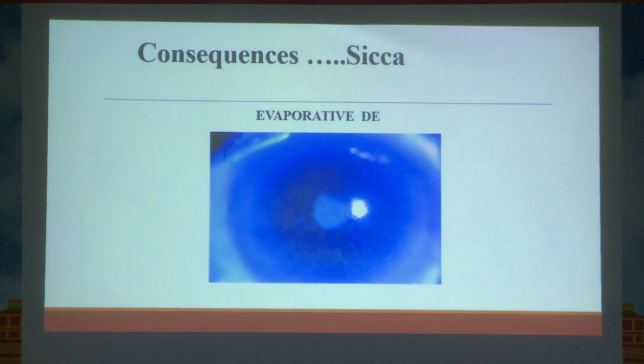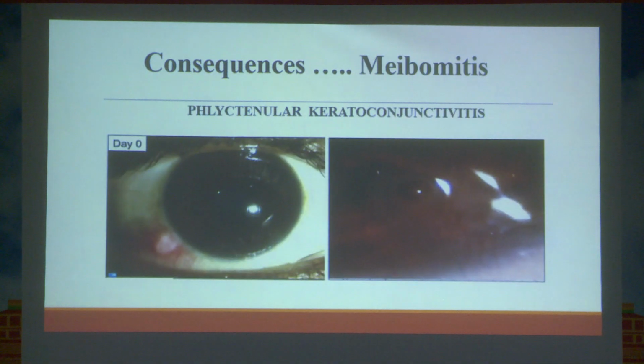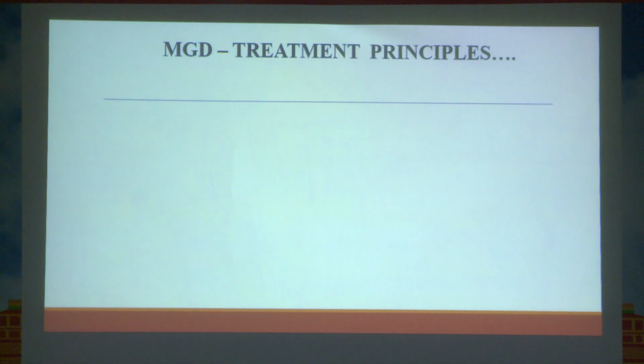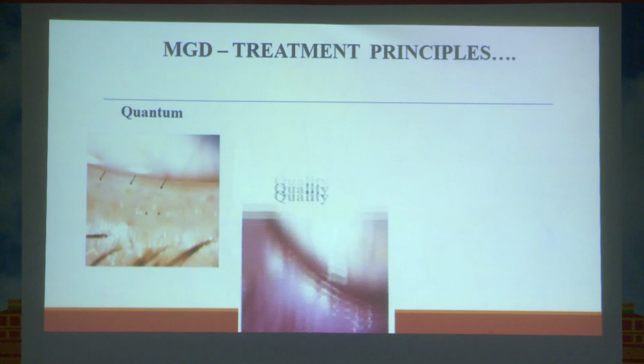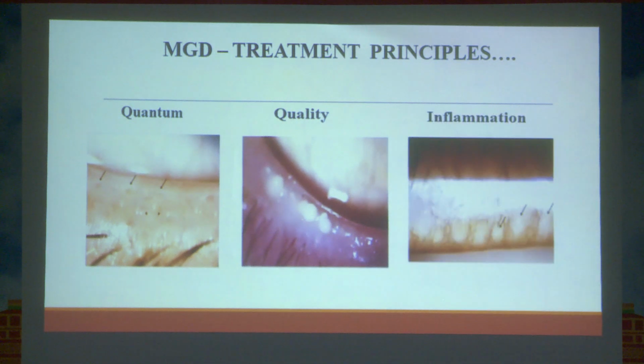If it is a Sicca disease, we see this kind of picture because of the evaporative dry eye problem. Further advanced inflammation due to meibomitis can lead to this kind of picture of phlyctenular keratoconjunctivitis, and later on the cornea may get involved and perforation can also occur, so one has to be careful. So while treating this MGD, we have to keep in mind the cause, whether it is the quantity of the secretions, whether the quality or the inflammation.